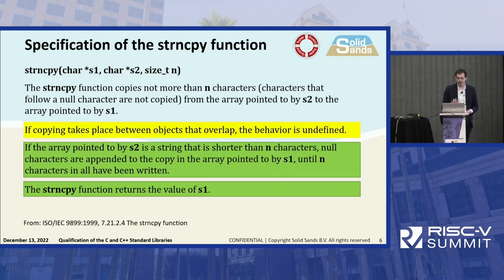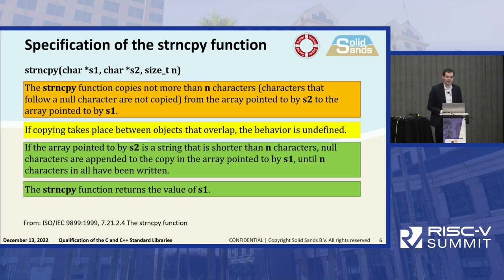But looking at the sentence above, it already gets a bit more problematic. This sentence states that if copying takes place between objects that overlap, the behavior of the strncpy function is undefined. So actually, it says that there's no requirement at all on the function if copying takes place between overlapping objects. That means when creating a requirements-based test suite, this is not something that should be taken into account, because it's not a requirement on the implementation, it's a requirement on how the function is being used. The application developer should make sure that he is not calling the function with overlapping objects. So it becomes a precondition to this function, and it is not an implementation requirement of this function.